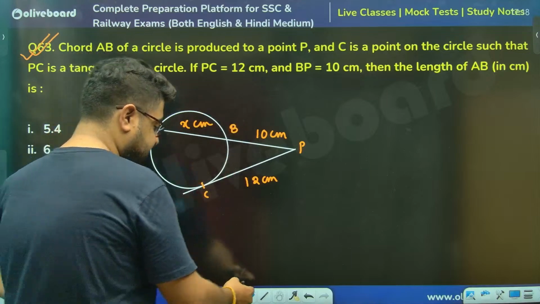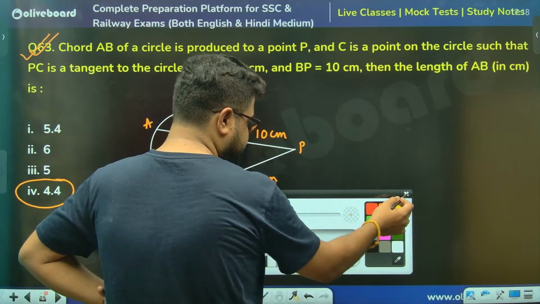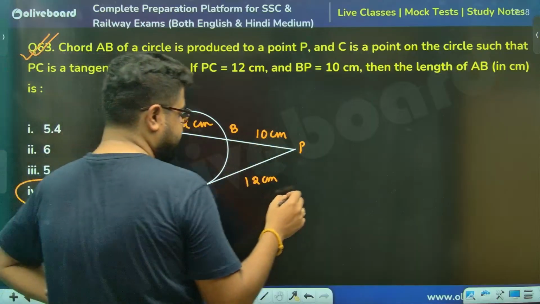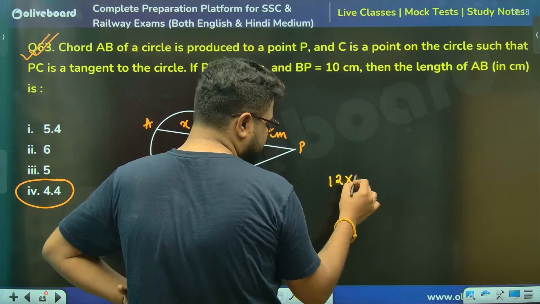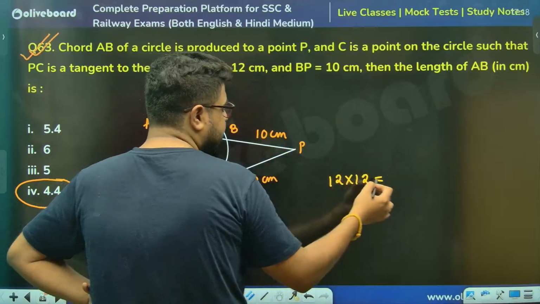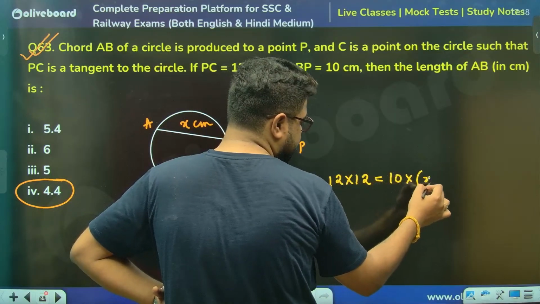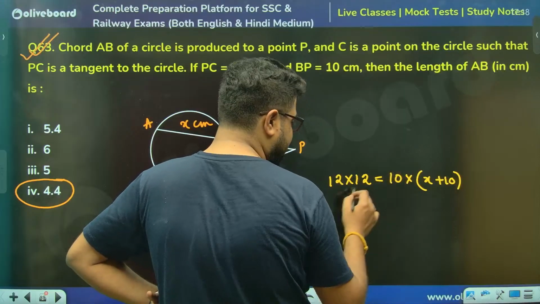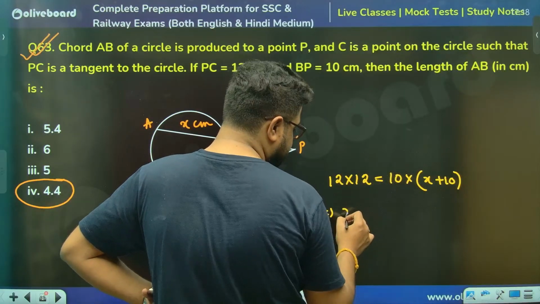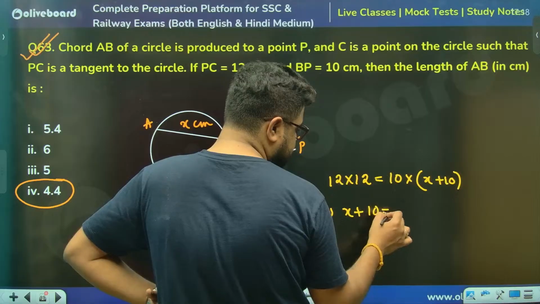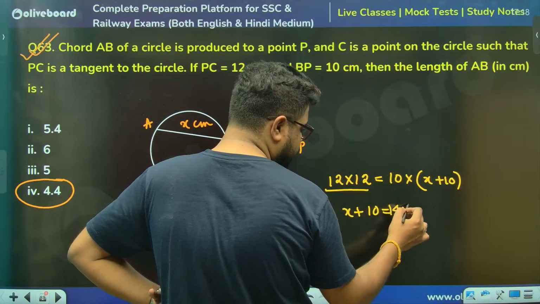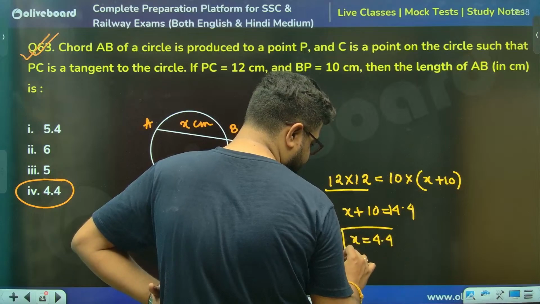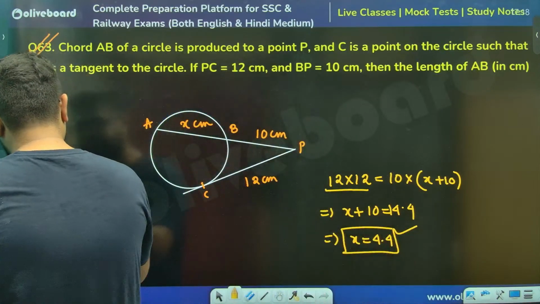What will you say? PC square will be PB into PA. So I'm just writing it together: 12 into 12 is equal to 10 into x plus 10. Calculate. Dividing, x plus 10 will be 144 by 10, which means 14.4. So from there, x is equal to 4.4. That's your answer. Option 4 is correct.